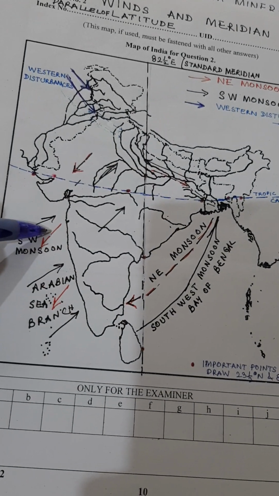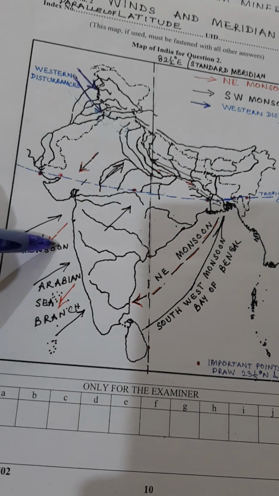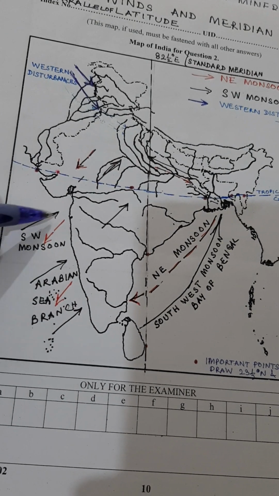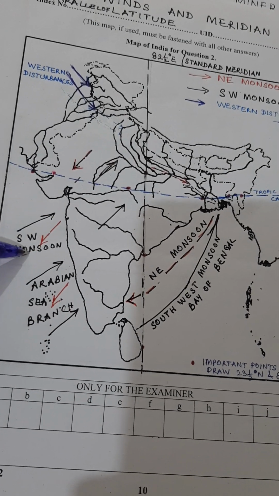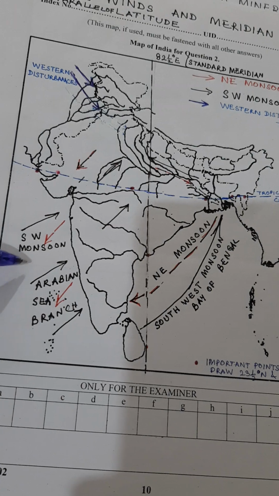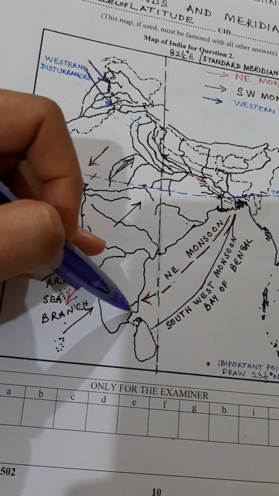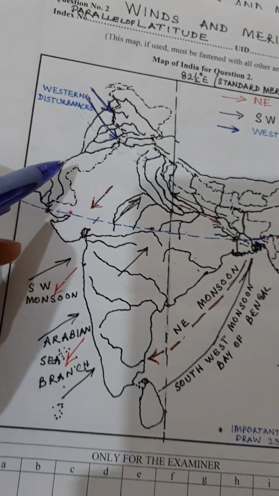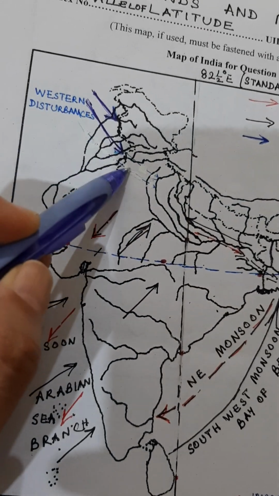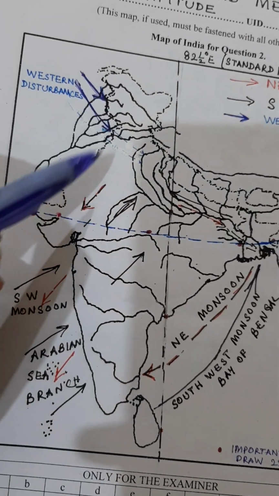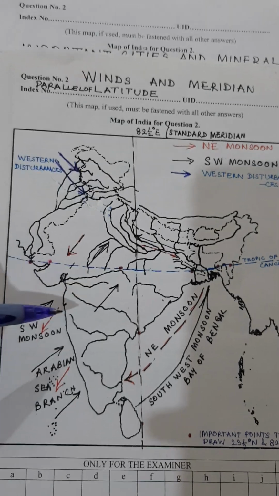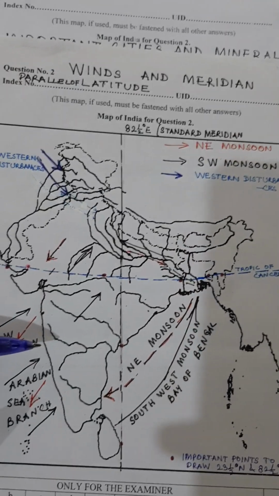Now these red arrows are showing the northeast monsoon. So they are exactly opposite to southwest monsoon. You can notice this here. So these are northeast monsoons in the Arabian Sea. This is northeast monsoon in the Bay of Bengal. And here, you see these two arrows, this shows the western disturbance. And then we have to mark important latitudes and longitudes.